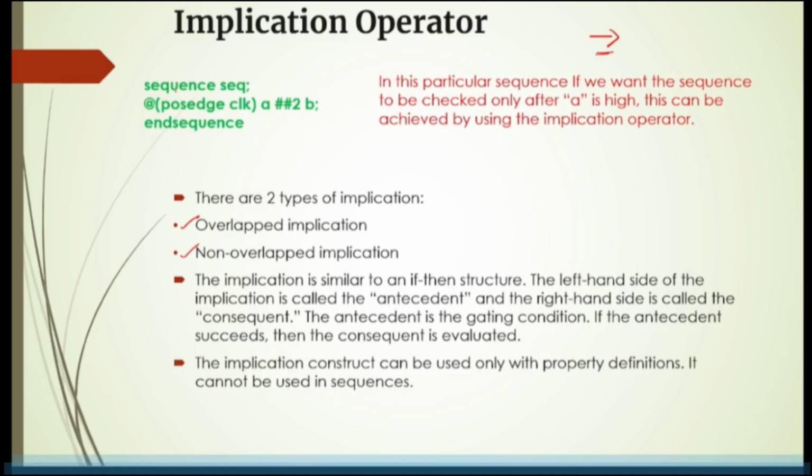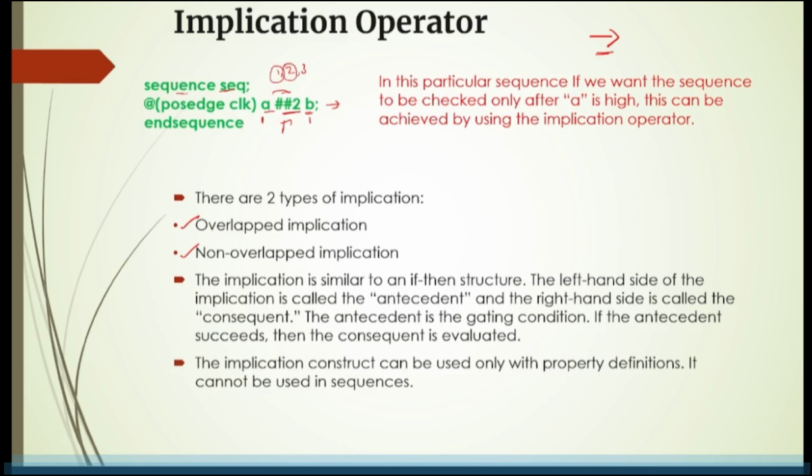For example, if this is a sequence, A hash hash 2 B, the meaning is that after A is high, then after 2 clock cycles, B should be high. For every passage of clock, after A is high, then after 2 clock cycles, B should be high. This is my condition for these two signals. If you write only one sequence, then it is fine. If you write 2 or 3 sequences, you should know which sequence condition should be checked first and which next.